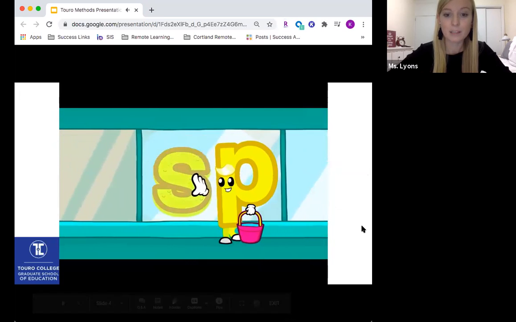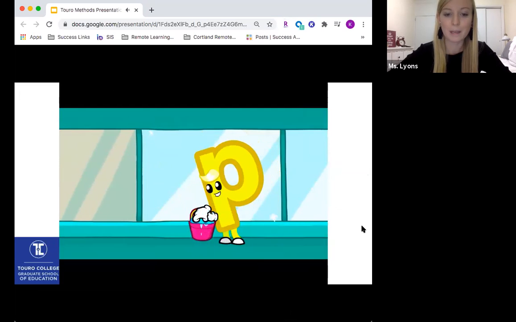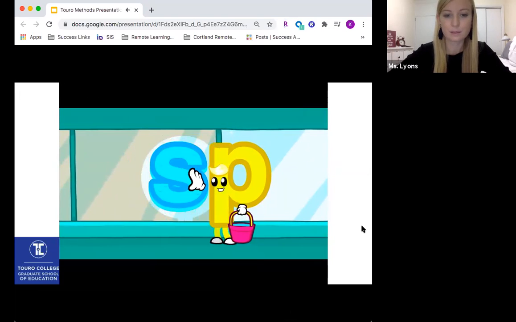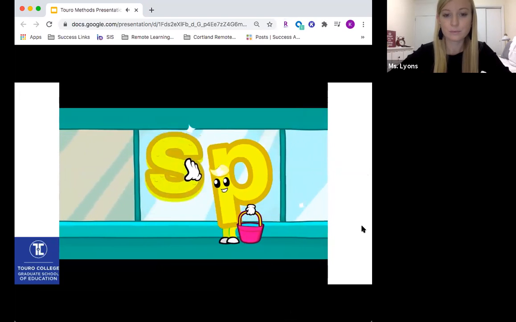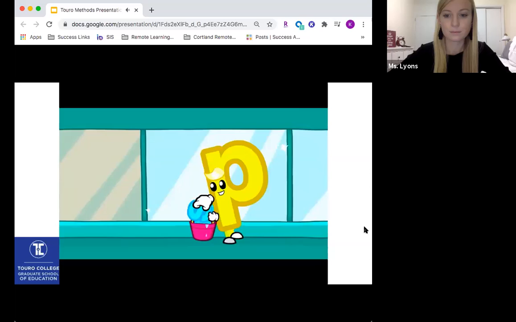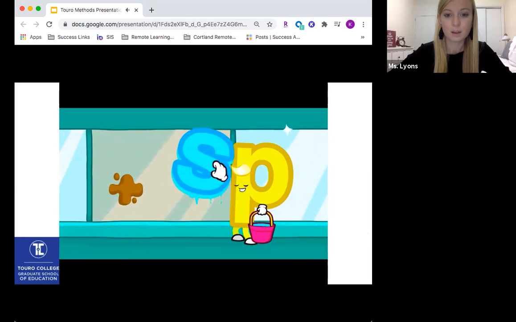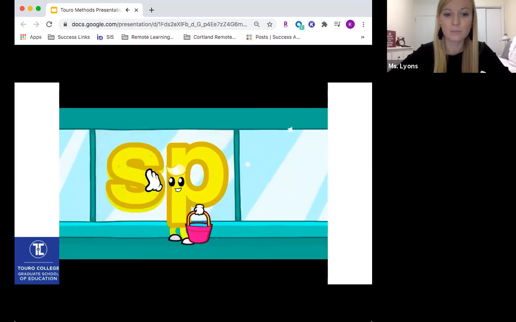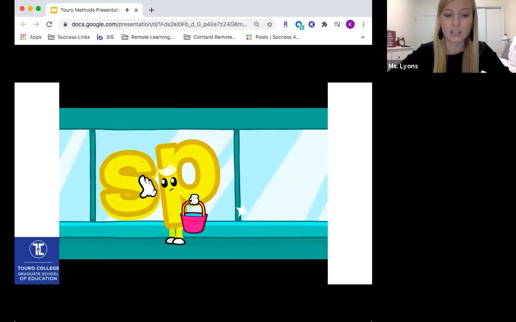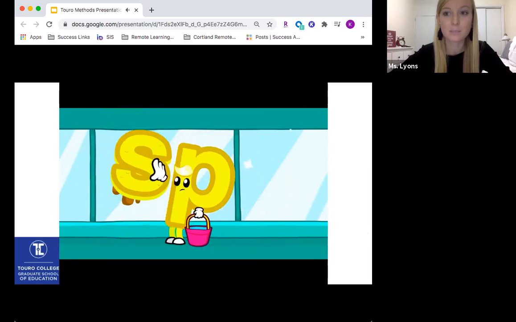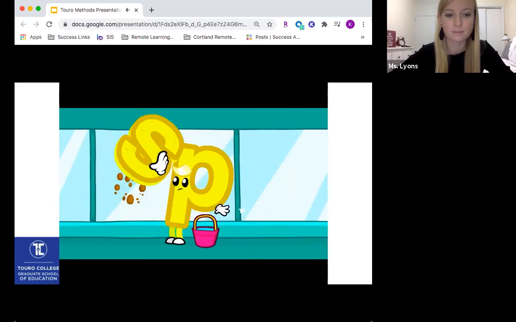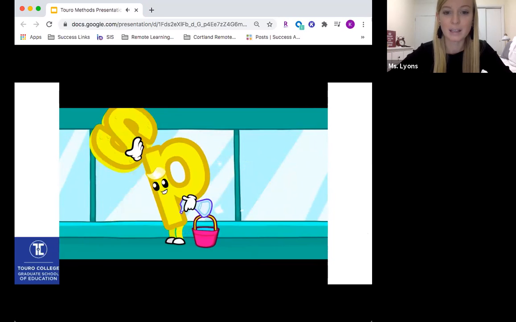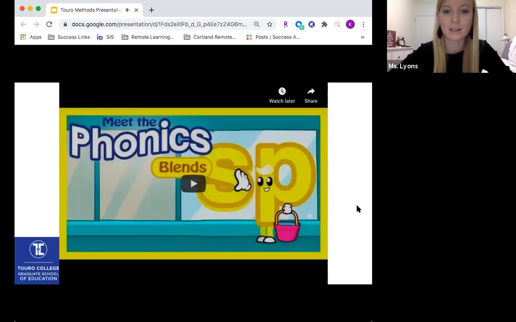I see the sponge. Sponge is wiping the windows. Oh, I see there's a spot on the window. He's trying to wipe the spot with his sponge, but it doesn't seem to be working. So he uses some spray to help wipe the spot.